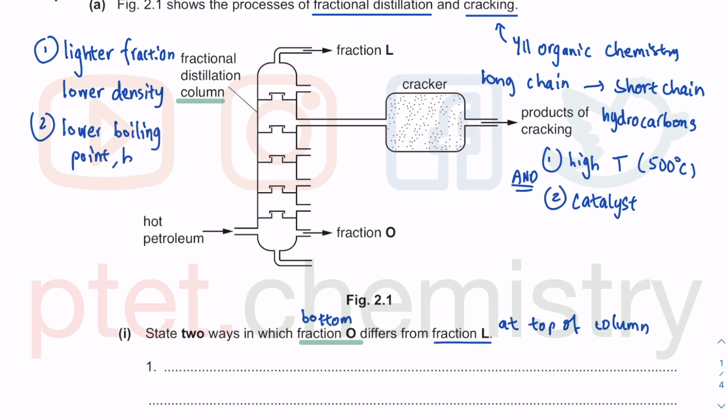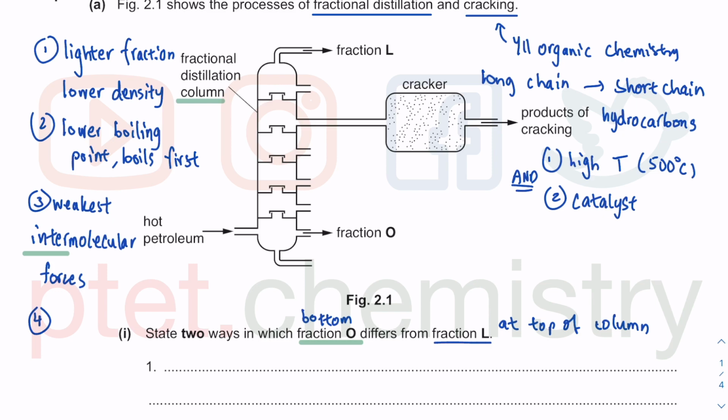So because you boil first and you are the lightest, you get collected at the very top there. You will have the weakest intermolecular forces. These are forces of attraction between the molecules, based on the English words, as well as from year 9 chemical structure and bonding. Okay, what else can I tell you? Perhaps that's enough for now.